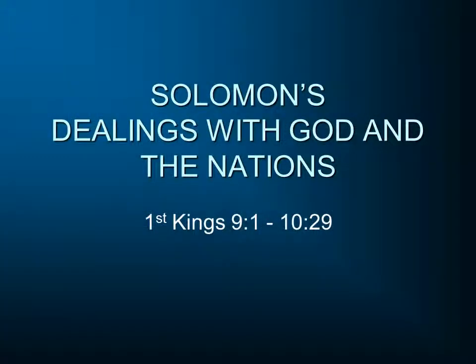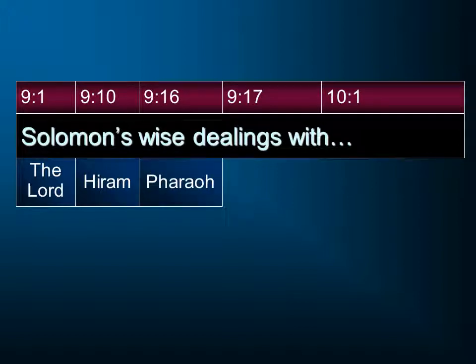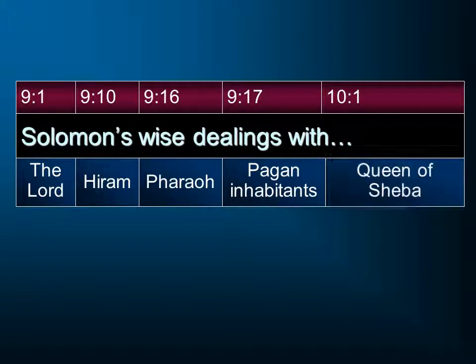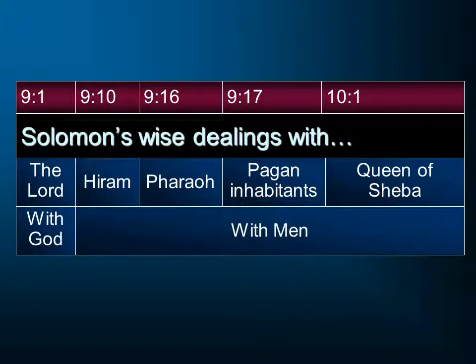Well, Solomon, now we're told about his dealings with God and the nations. We see his wise dealings in chapter 9, his wise dealings with the Lord, his dealings with Hiram, the king of Tyre, his dealings with the Pharaoh of Egypt, his dealings with the pagan inhabitants of those dominions that he has exercised sovereignty. And finally, we see him with the Queen of Sheba, this queen far to the south, who travels to hear the wisdom of Solomon. Notice the first of those was with God, and all the others are his wise dealings with people, men or, as the case may be, women.